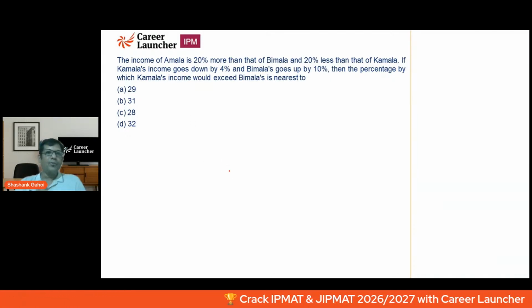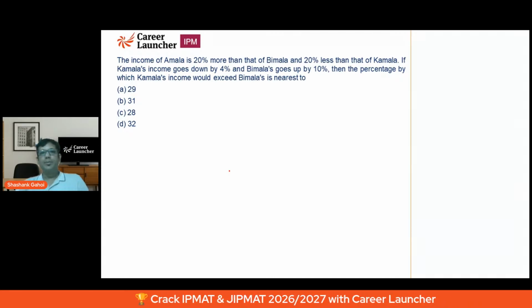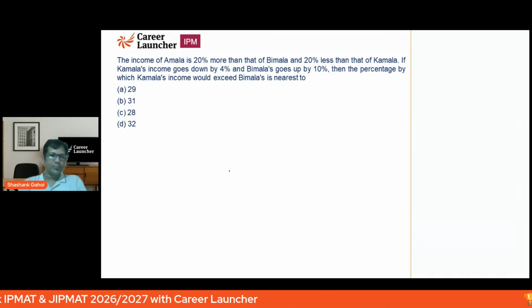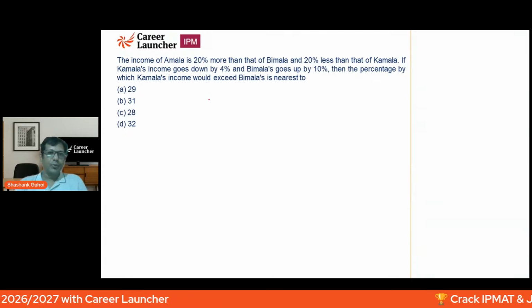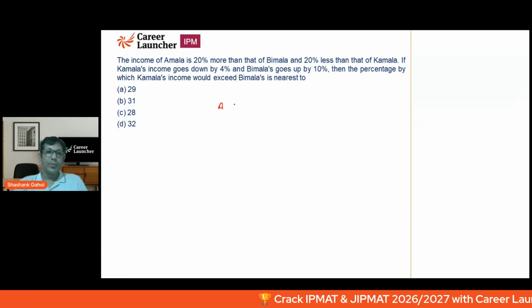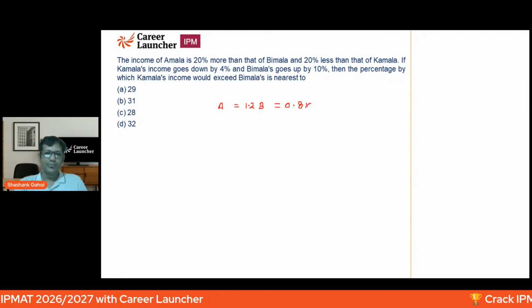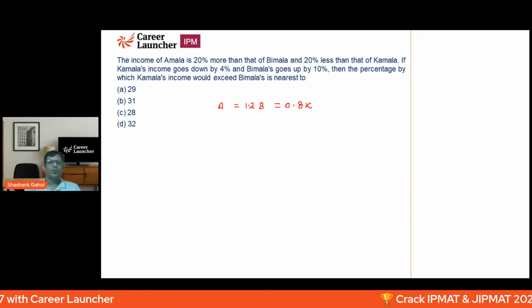The income of A is 20% more than B and 20% less than K. Okay, so what I'm going to say is A is 20% more than B, that is 1.2 times B, and the income of A is 20% less than K, that is 0.8 of K. So what am I going to do?